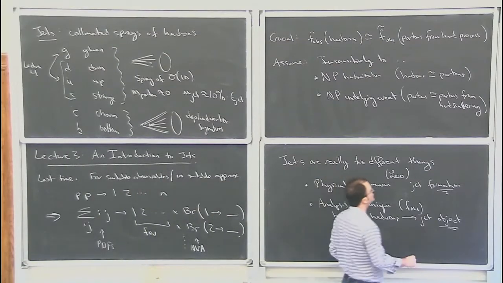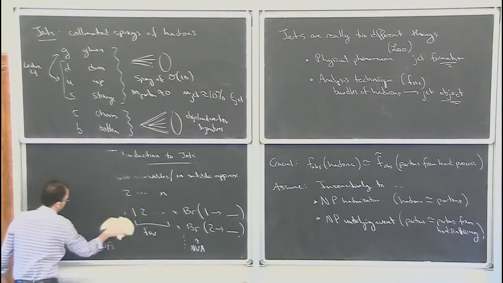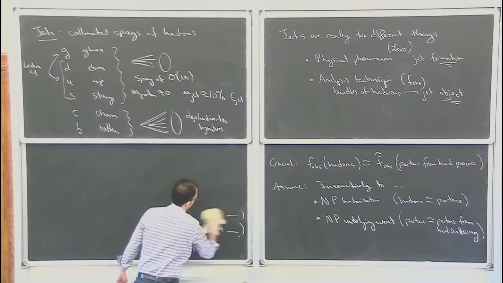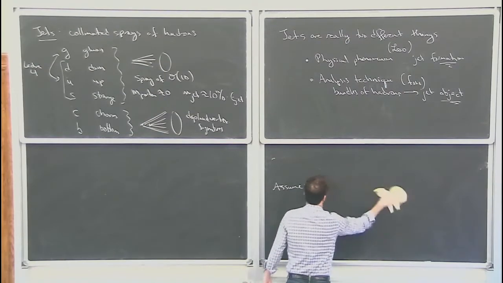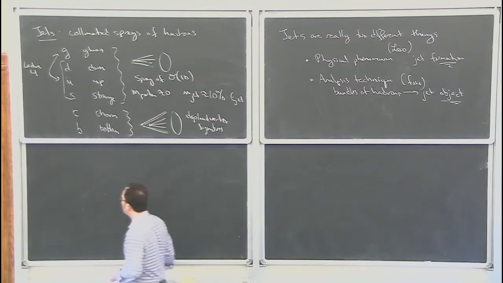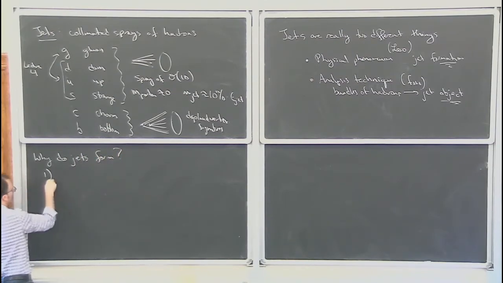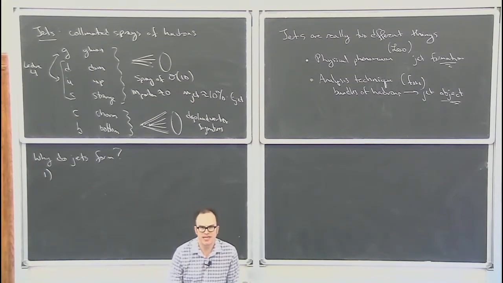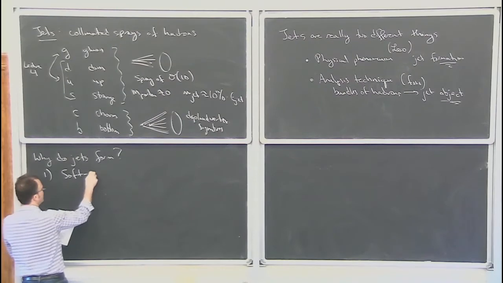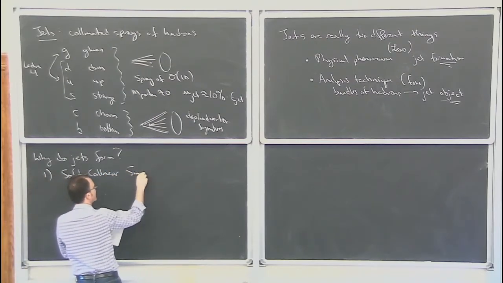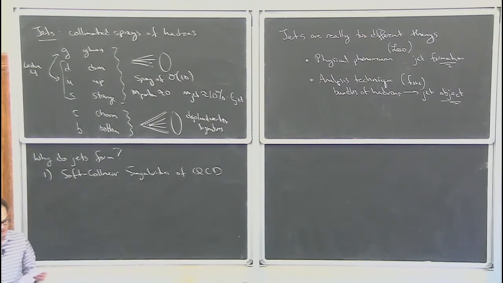I want to now give you some intuition about why jets form at all, give you some intuition for the physical phenomenon of jet formation. So why do jets form? Let me give you three complementary ways of understanding why jets form. One way is because of the singular structure of QCD, and in particular the fact that QCD has soft and collinear singularities. We're going to talk more about this later in this lecture and certainly later next time.